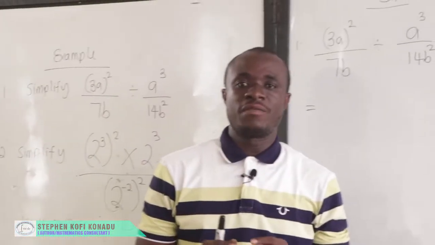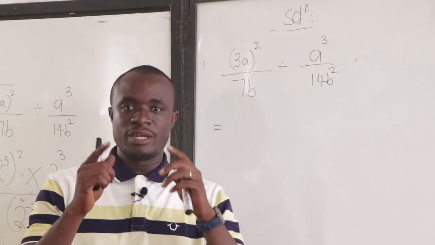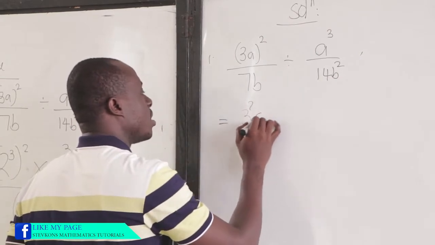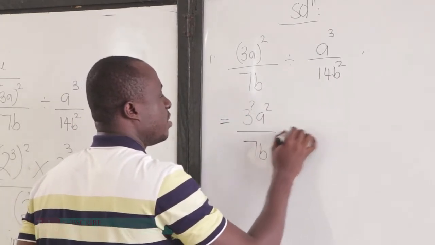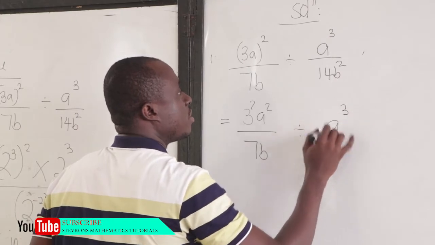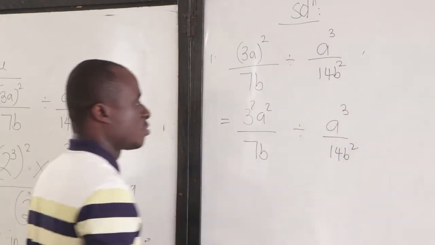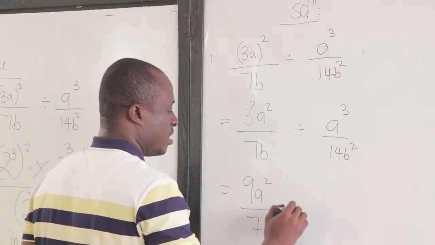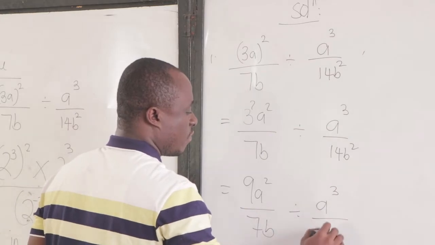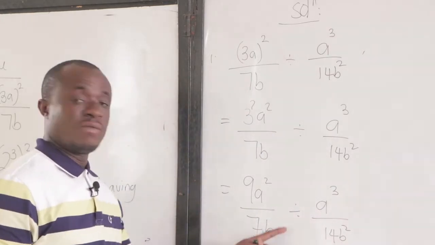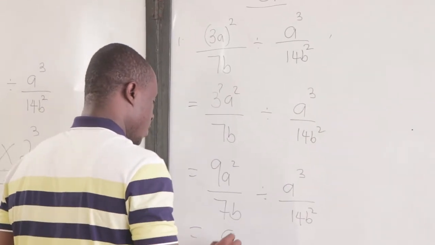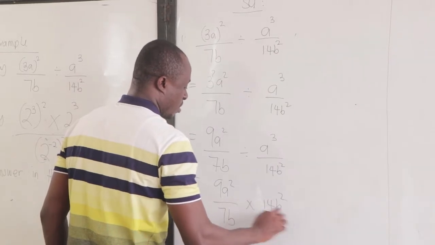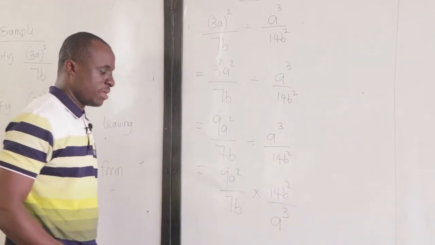We know that if you have (ab)^n, it is a^n b^n. So if you have (3a)², this is just 3² a² all over 7b divided by a³ over 14b². Now this is just 9a² over 7b divided by a³ over 14b². Division will change to what? Multiplication. We have 9a² over 7b times 14b² over a³.